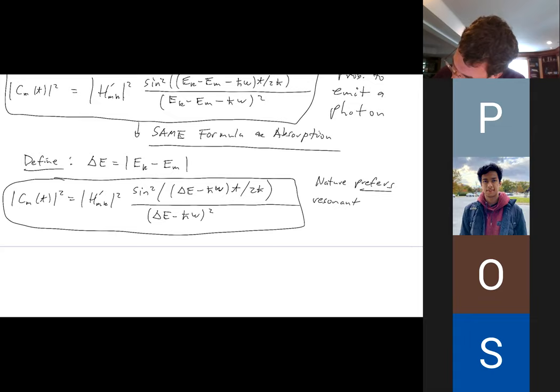So, Professor, I have a question. Yeah. If we try to understand this in terms of conservation of energy, then when you don't have the energy of the photon equal to the energy of the transition, how do we understand where the remaining energy goes?